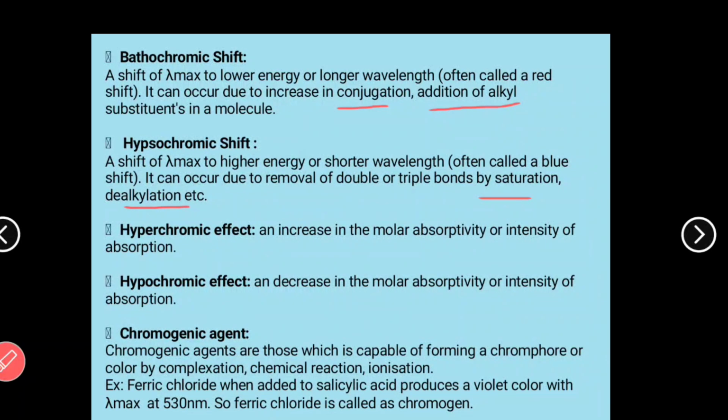Hyperchromic effect. An increase in the molar absorptivity or intensity of absorption. Hypochromic effect. A decrease in the molar absorptivity or intensity of absorption.